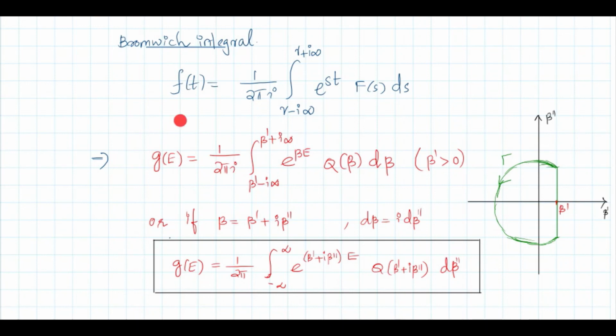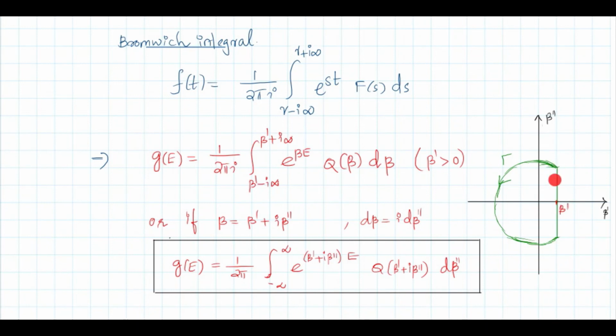Now, applying this integral here, you will get g of e, the density of states, as 1 by 2 pi i times the integral from beta prime minus i infinity to beta prime plus i infinity of e raised to beta e times q of beta d beta. Here beta prime is the real part of beta, and it is assumed that it is greater than 0. While taking these limits, you have to fix beta prime, which is greater than 0. Look at this figure: this is the origin, and this beta prime I selected at a point which is greater than 0.